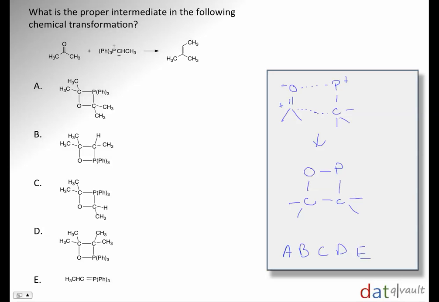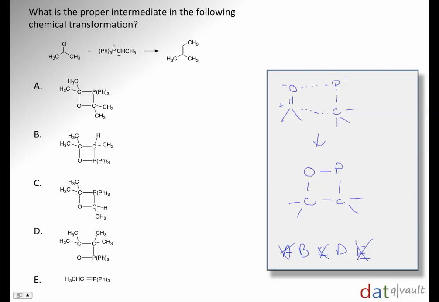Alright, so let's start eliminating some possible choices. We can immediately eliminate choice E because it's not even a four-membered ring. And then we can start eliminating some of these choices up here based on what atom is bonded to which atom. If we notice in answer A, the carbons aren't even bonded to each other. In the four-membered cyclic intermediate of a Wittig reaction, the carbons must be bonded to each other because we're forming a carbon-carbon bond. There's no way we can form a carbon-carbon bond using this intermediate or intermediate C. So A and C are immediately eliminated.